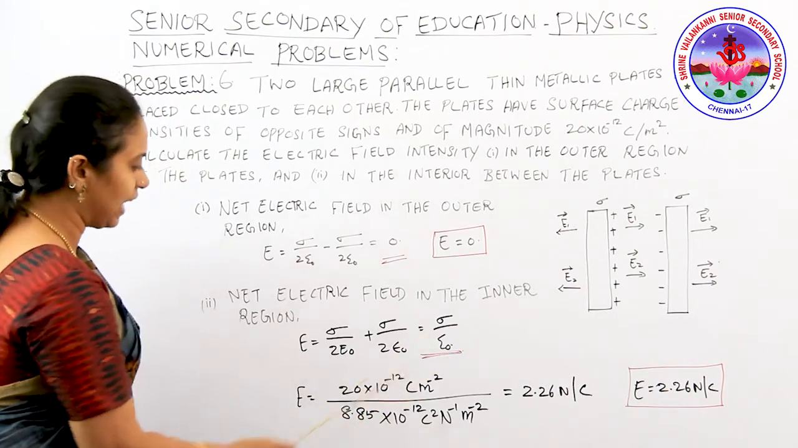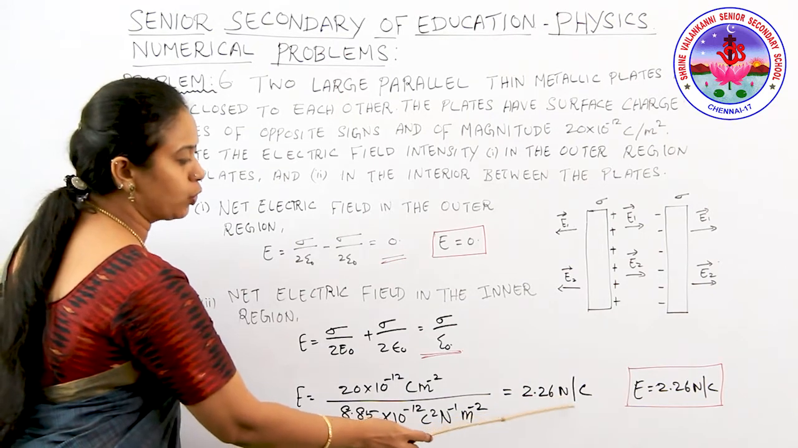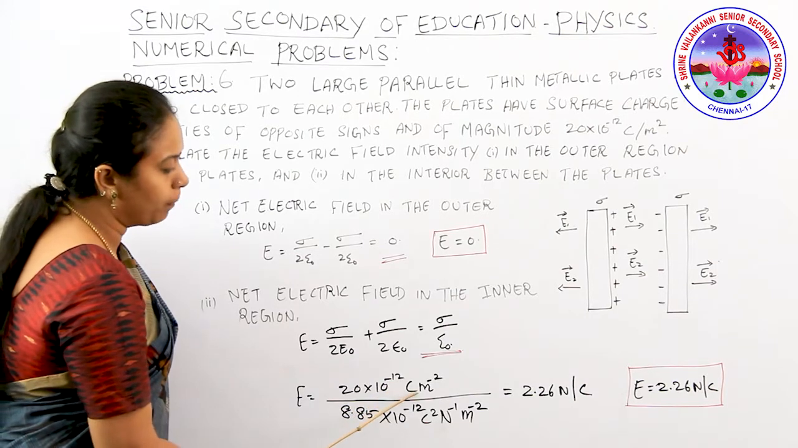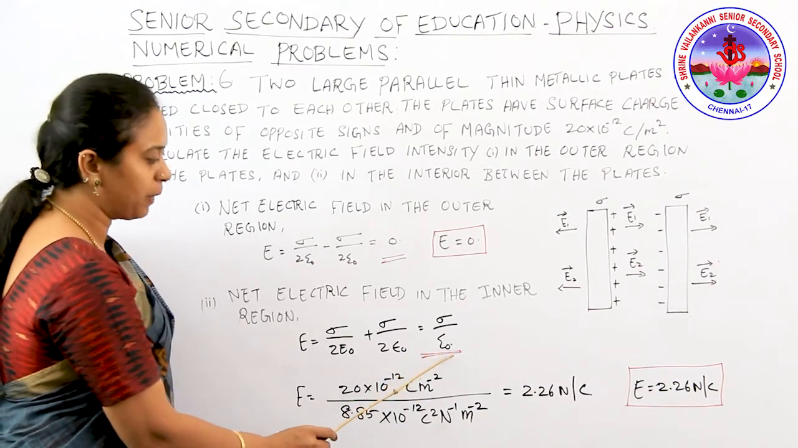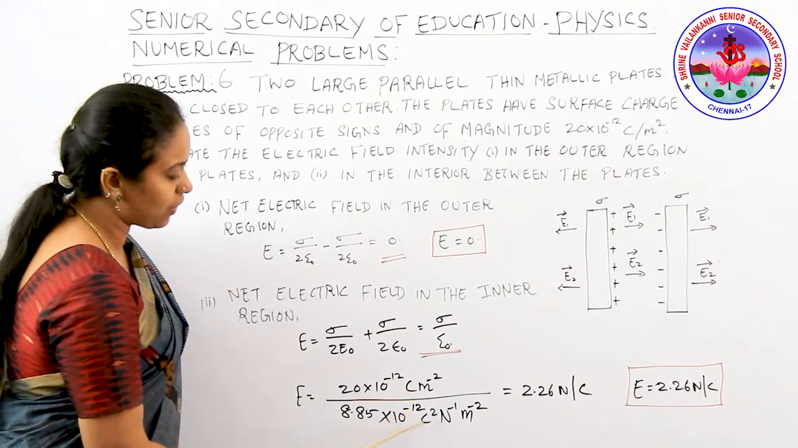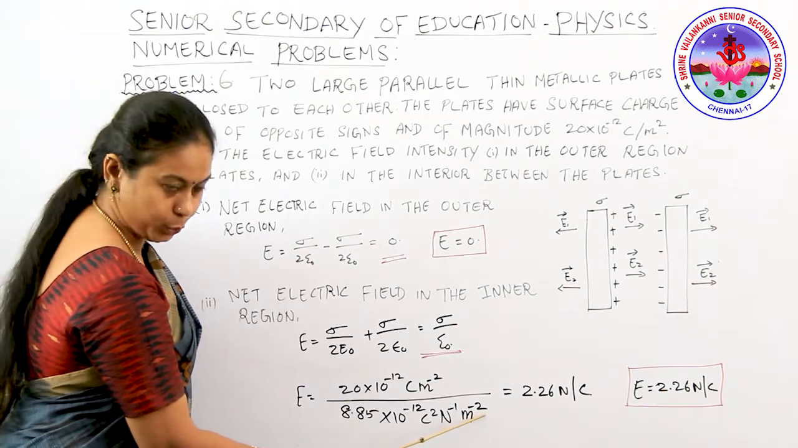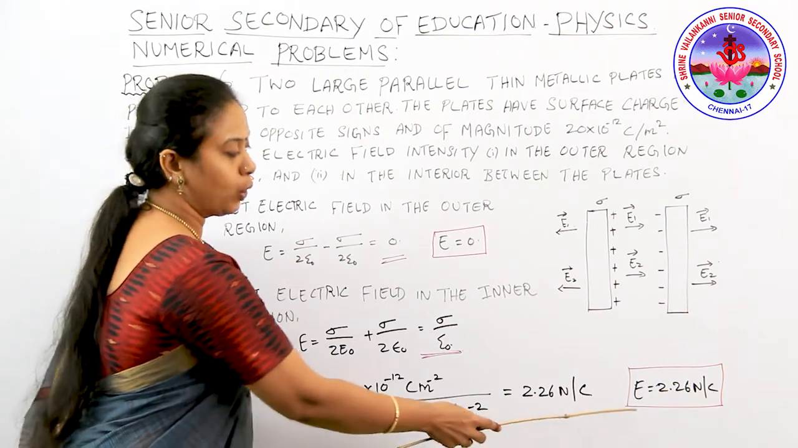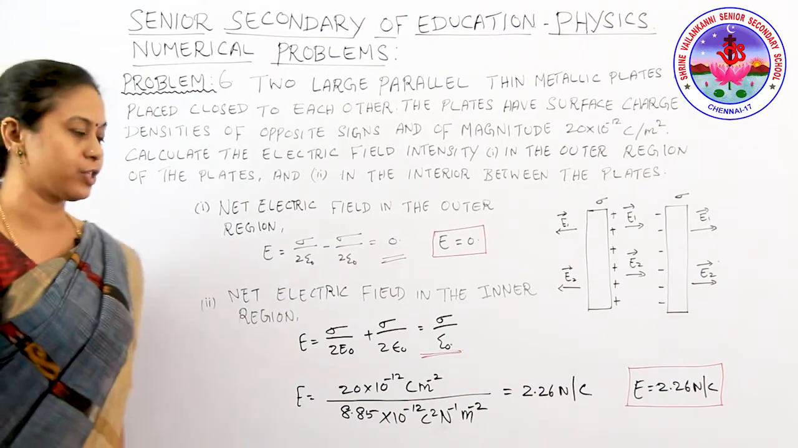So by applying the values of sigma and epsilon naught, we get 2.26 newton per coulomb. See, the value of sigma is 20 into 10 power minus 12 coulomb meter power minus 2, whole divided by the epsilon naught value, which is the standard permittivity value, 8.85 into 10 power minus 12 coulomb square newton power minus 1 meter power minus 2. Simplifying this, we got 2.26 newton per coulomb. This is the field intensity in the inner region of the two plates, right?